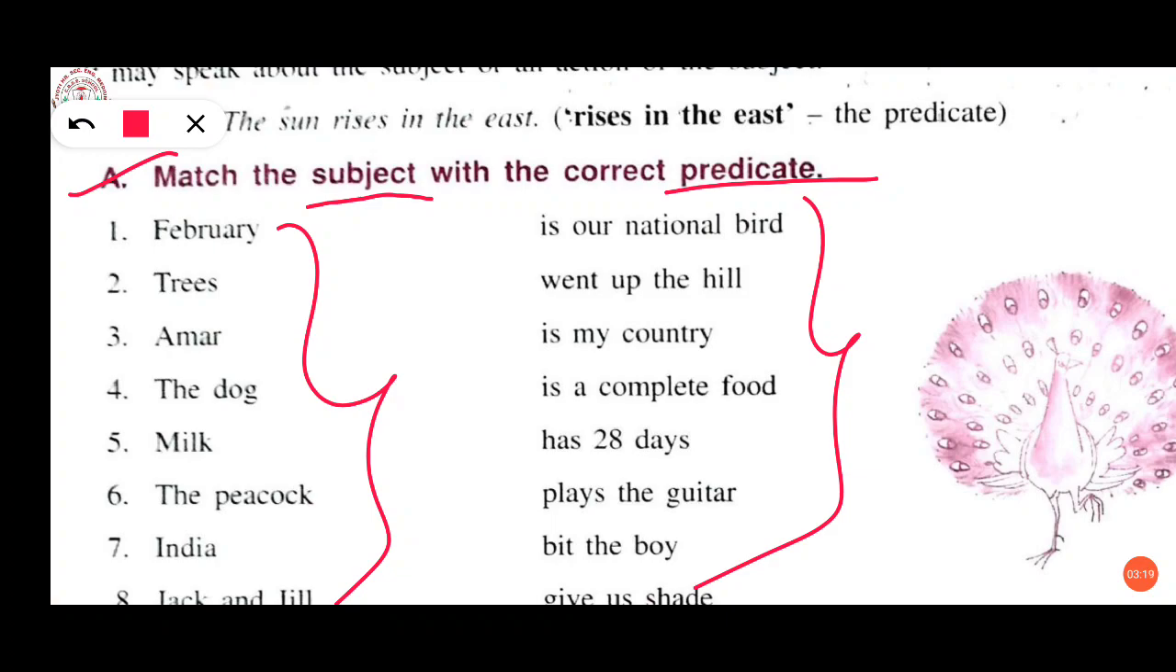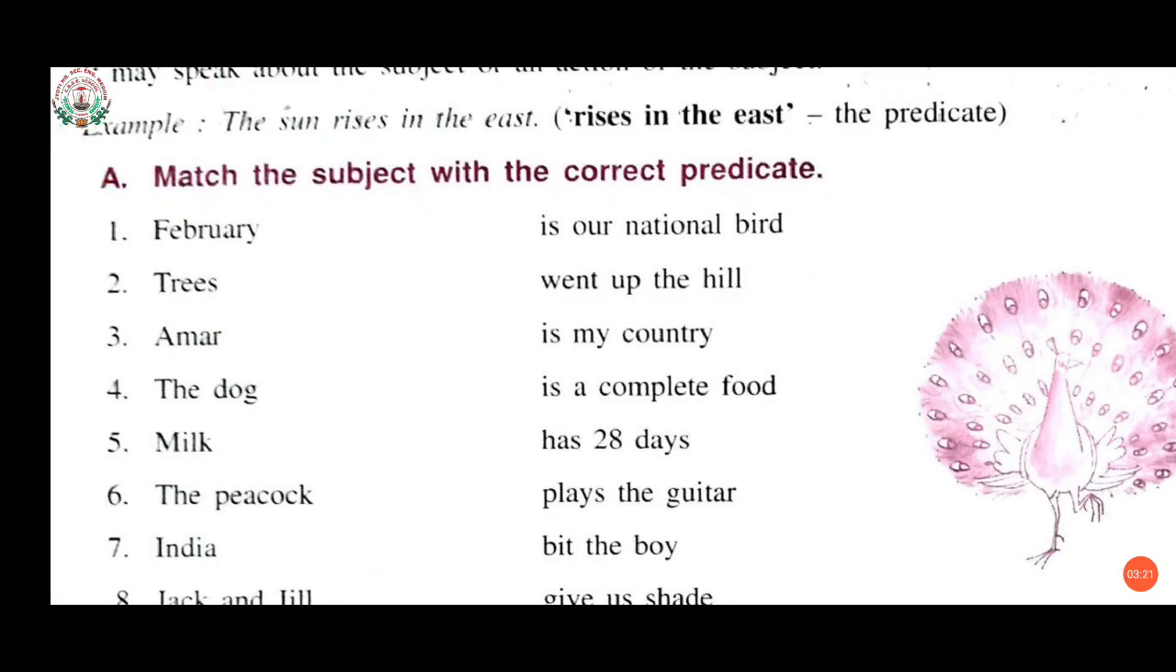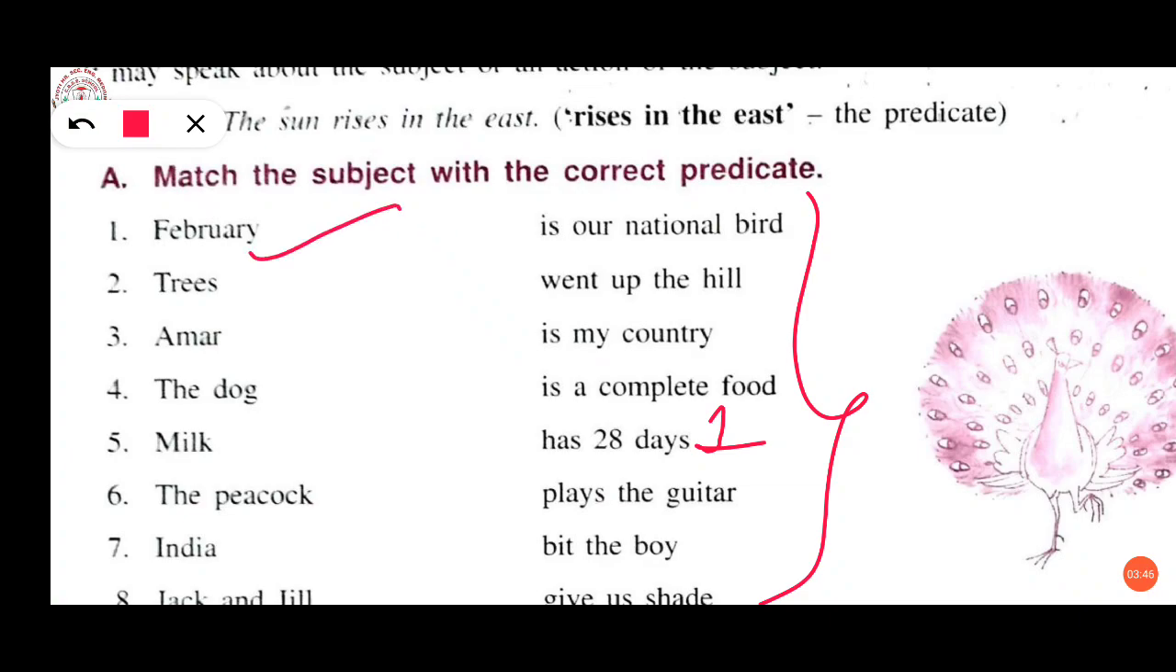So first one, February is given. Now we have to find out which option is the correct one from the given words to complete this sentence. What will be the answer for February? February has 28 days. This first one is the answer. So here the subject is February and the predicate is has 28 days.